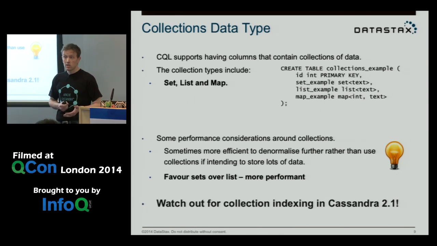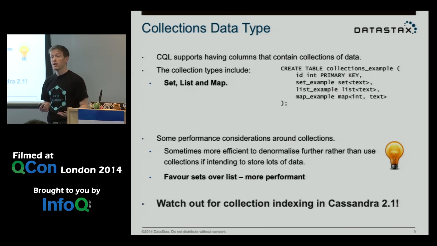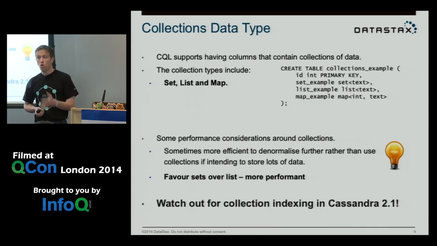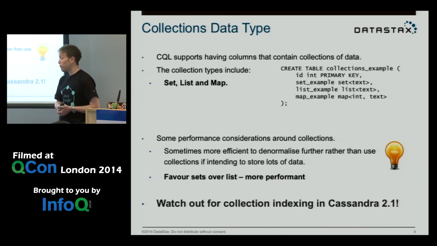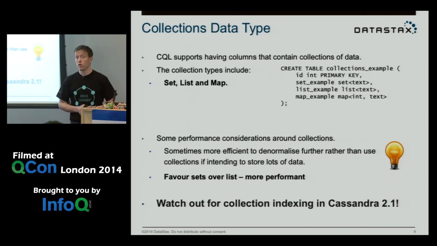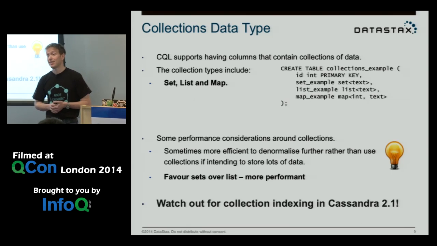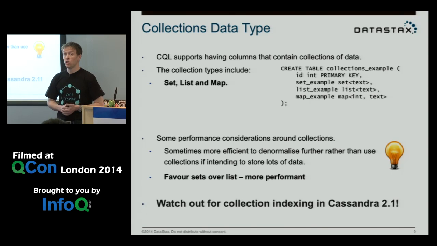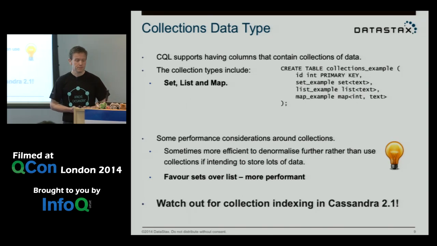There are some performance considerations around using collections, so just be conscious of what you're doing. Sometimes it is still more efficient to denormalize your data than use a collection column. Also, do favor sets over lists. They are more performant. And I'd also tell you guys to look out for Cassandra 2.1, which is still in beta, but they are putting a lot of indexing in around collections as well. So this is quite a nice way of modeling stuff in Cassandra.